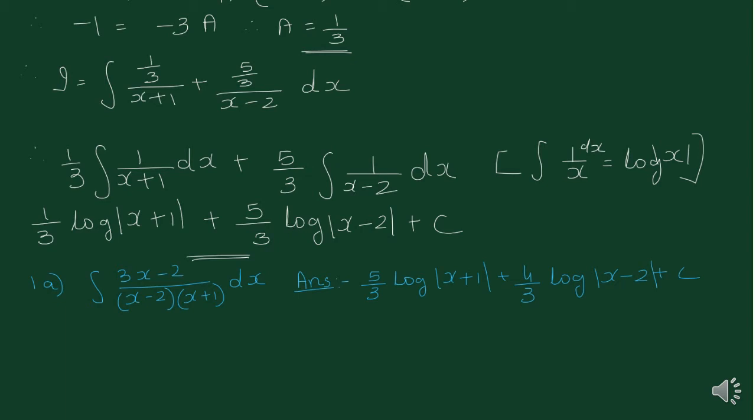We move on to the second question of your textbook. That is in the second sum. It is integral of (2x + 1) upon x into (x - 1) into (x - 4) dx.